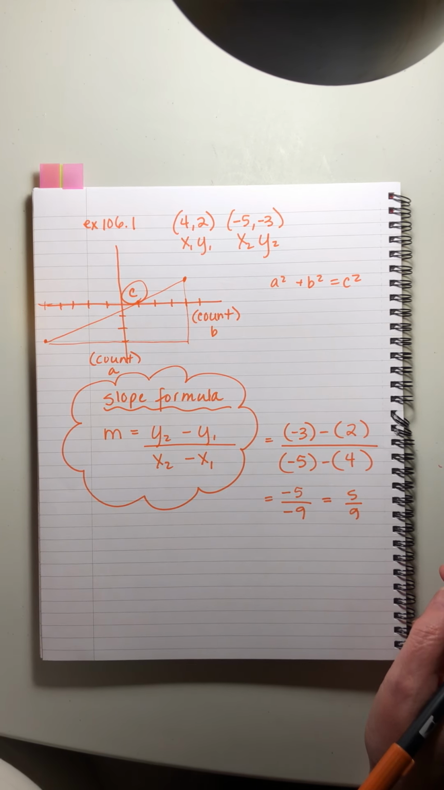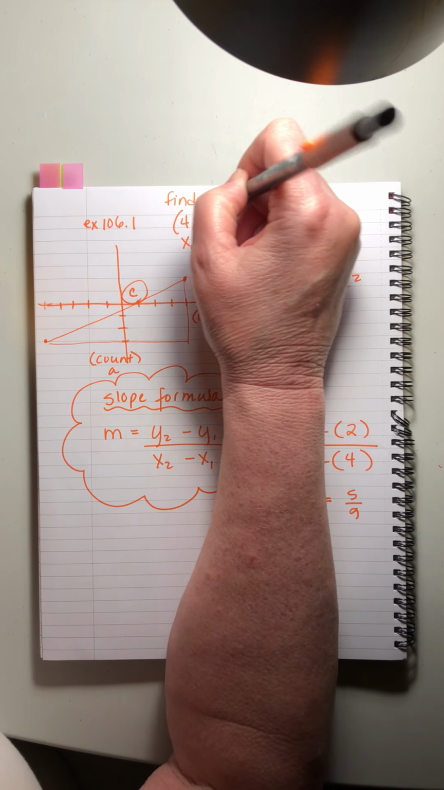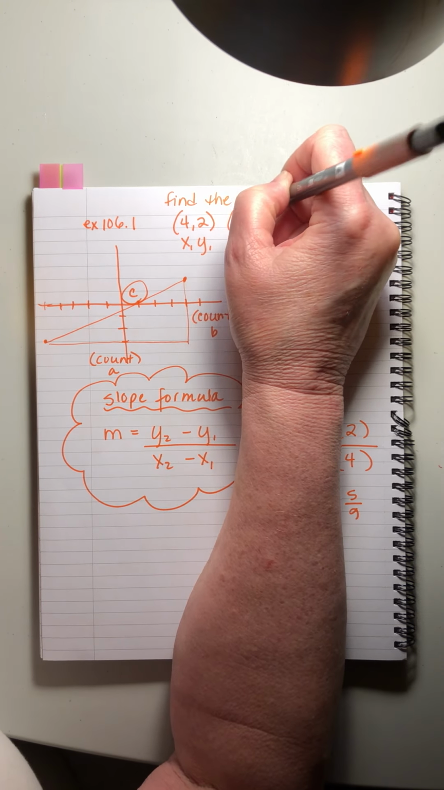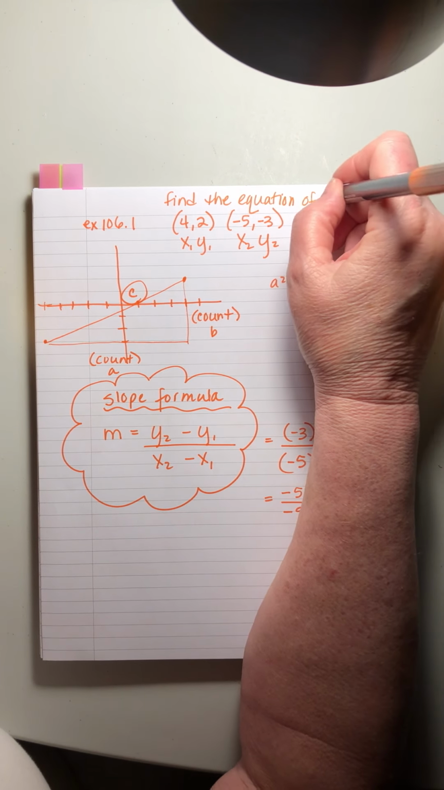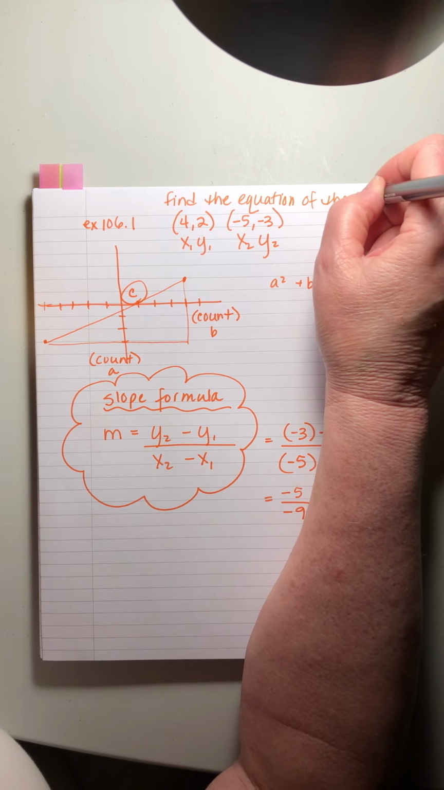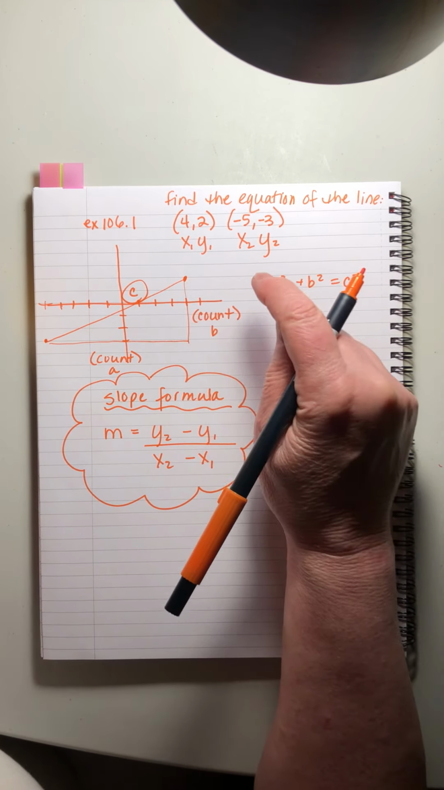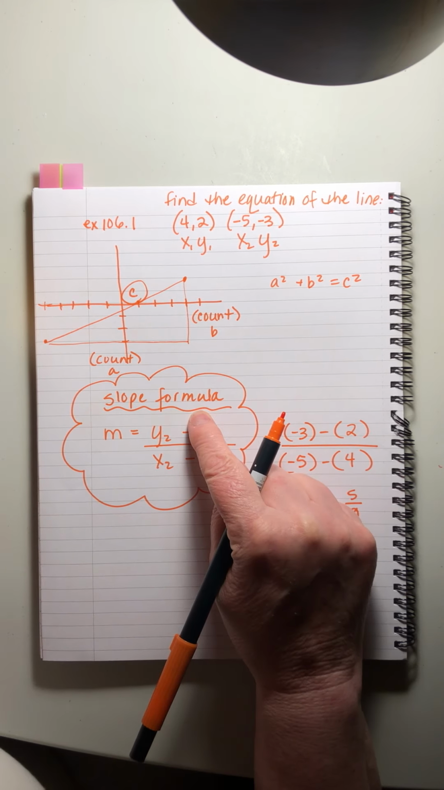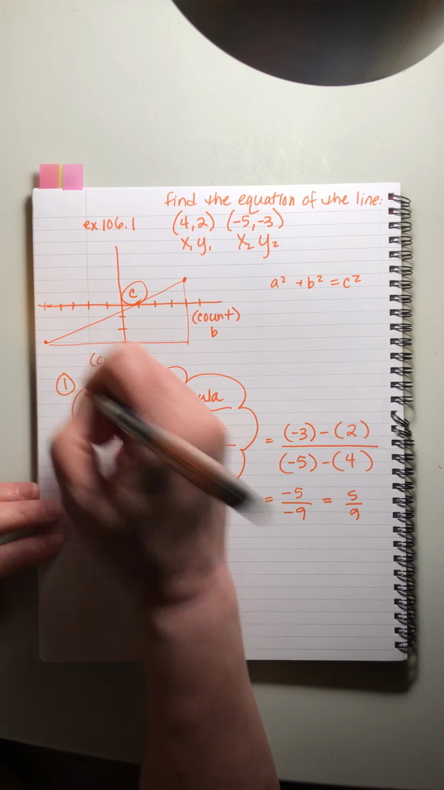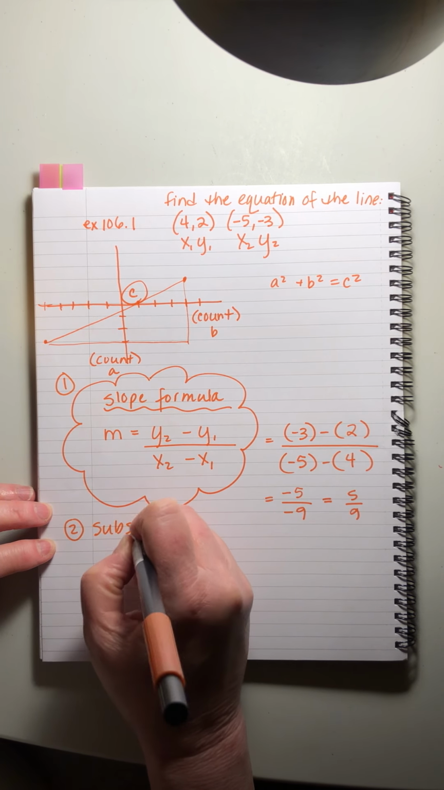Now, what we're supposed to do is find the equation of the line. I think we've already done this much, haven't we? We're supposed to find the equation of the line that passes through those 2 points. And there's my picture of it. But we found the slope using this lovely slope formula. Now, so that's the first step. And now the second step is, let me write it.